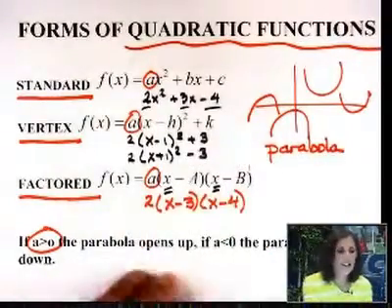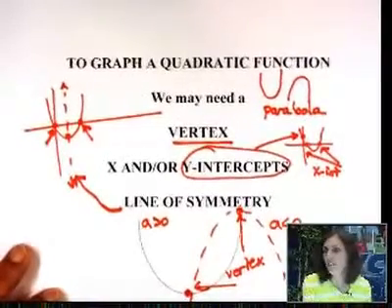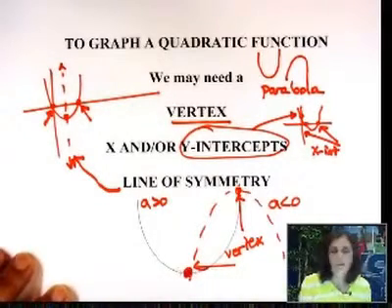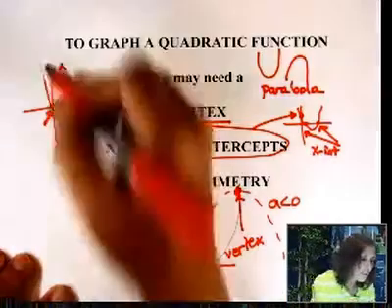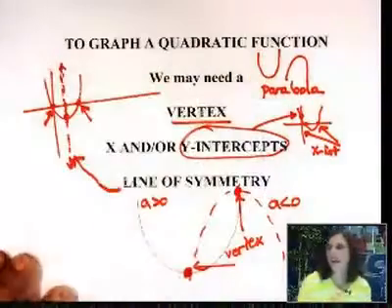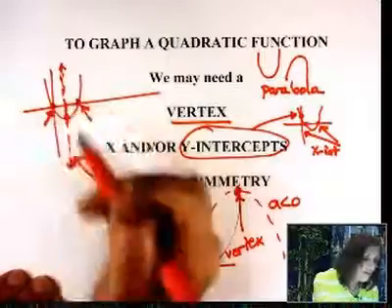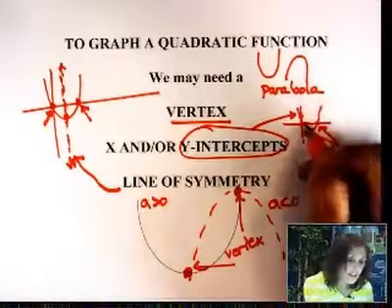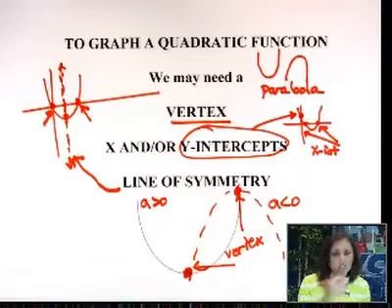Okay, now that I know that, let's look at a couple of things. To graph the quadratic function, I need a couple of things. I probably need the vertex, which is that point. If it's upside down, it's that point for the vertex. The line of symmetry is this line, and it goes through the vertex. And the x-intercepts are here, and the y-intercept is here. If you shift it a little bit, your x-intercepts are going to be here, and your y-intercept is going to be there. So there are a couple of things you need to graph a quadratic function.